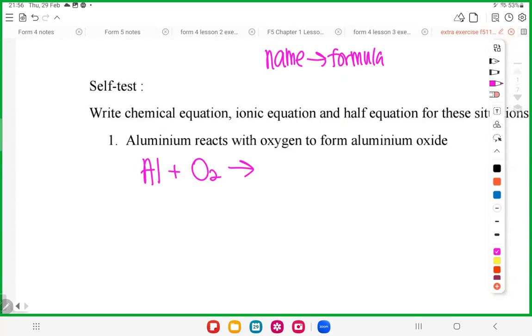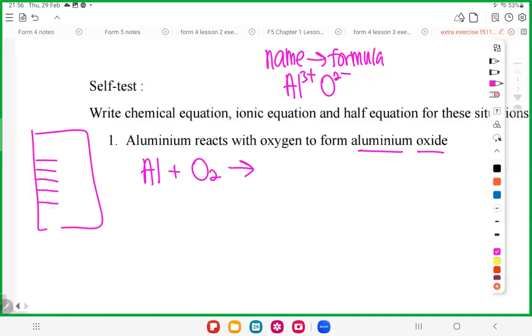Okay. So what's the charge for aluminium? Al3+. What's the charge for oxide? O2-. All these charges, you learn in your Form 4 Chapter 3. In Form 4 Chapter 3, there is a list of positive ions and a list of negative ions that you should know.